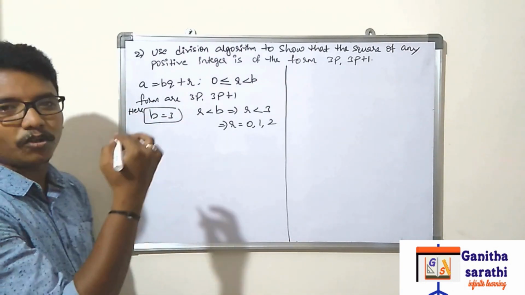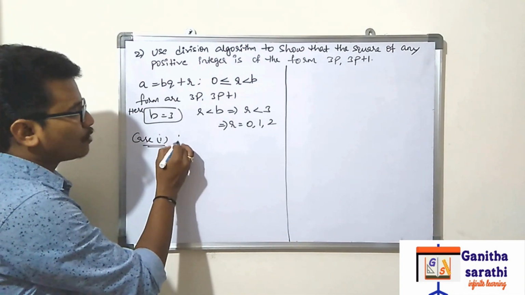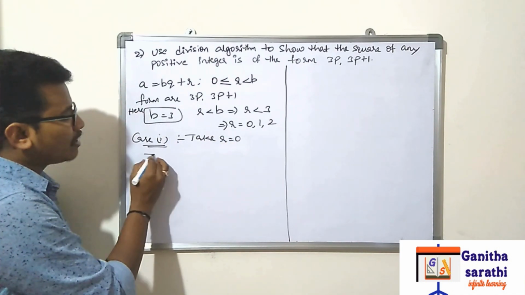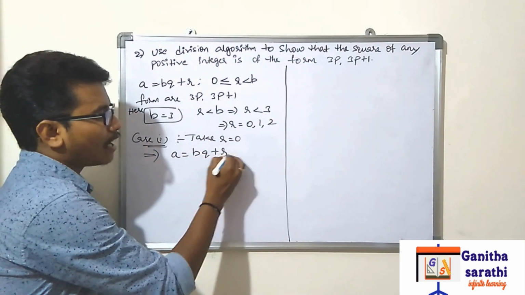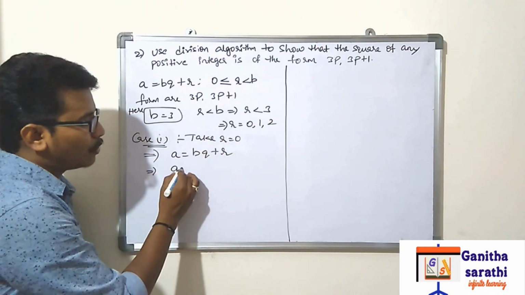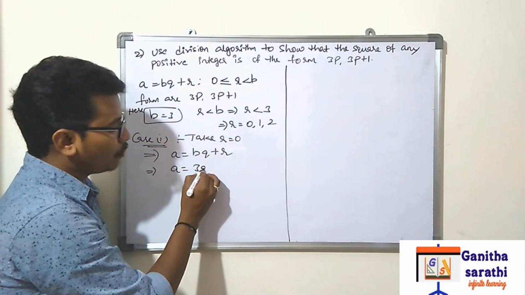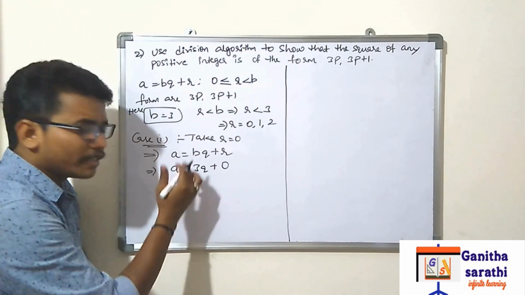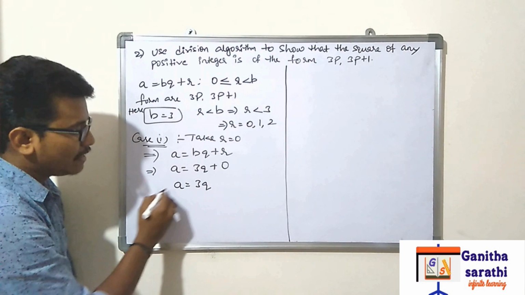Okay. Now see here. First we will move on to case 1. Listen carefully. What is case 1? Taking r is equal to 0. What is Euclid's division algorithm? A is equal to bq plus r. Then a is equal to, b value is what here? B value is 3, right? 3q plus r value is 0. A is equal to 3q plus 0. Anything plus 0 will be the same, so a is equal to 3q.